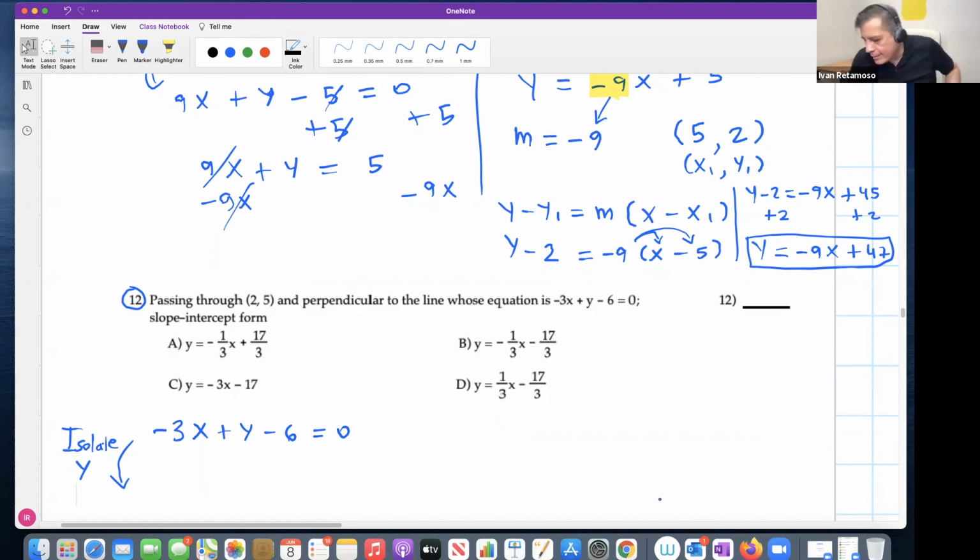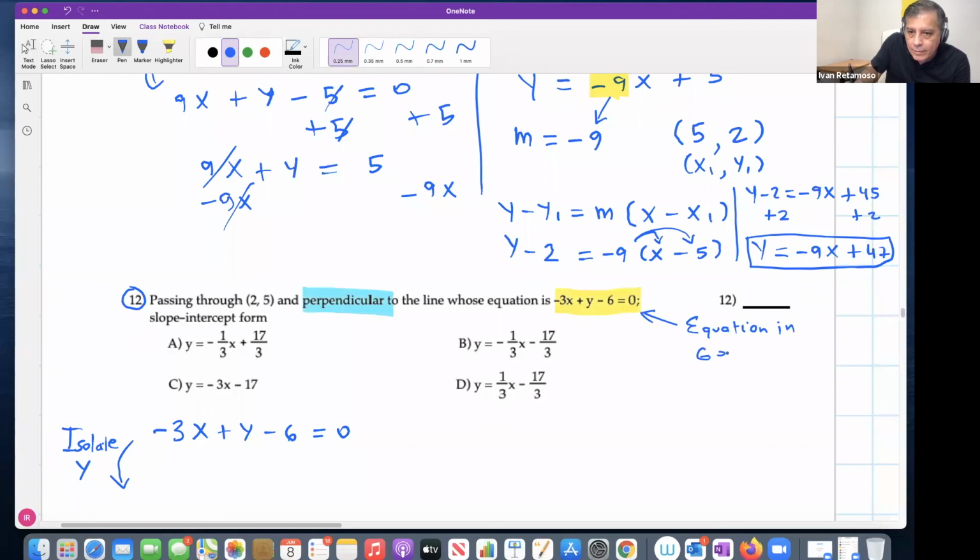Notice the keyword here, they're saying it's perpendicular, right? So let's mark this guy with perpendicular, no longer parallel. And also, this is an equation in general form. Yeah, on the homework, you may encounter these things. Don't get freaked out. It's just isolate y, and then everything should come back to normal.